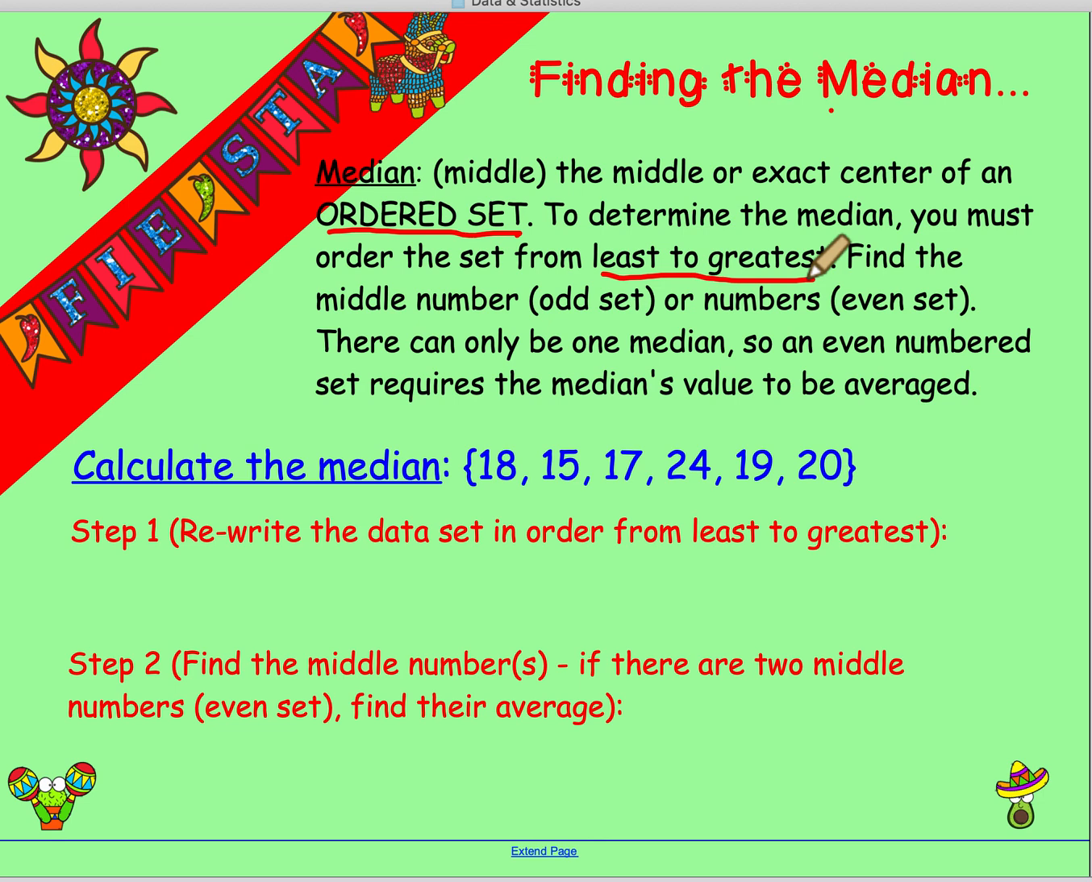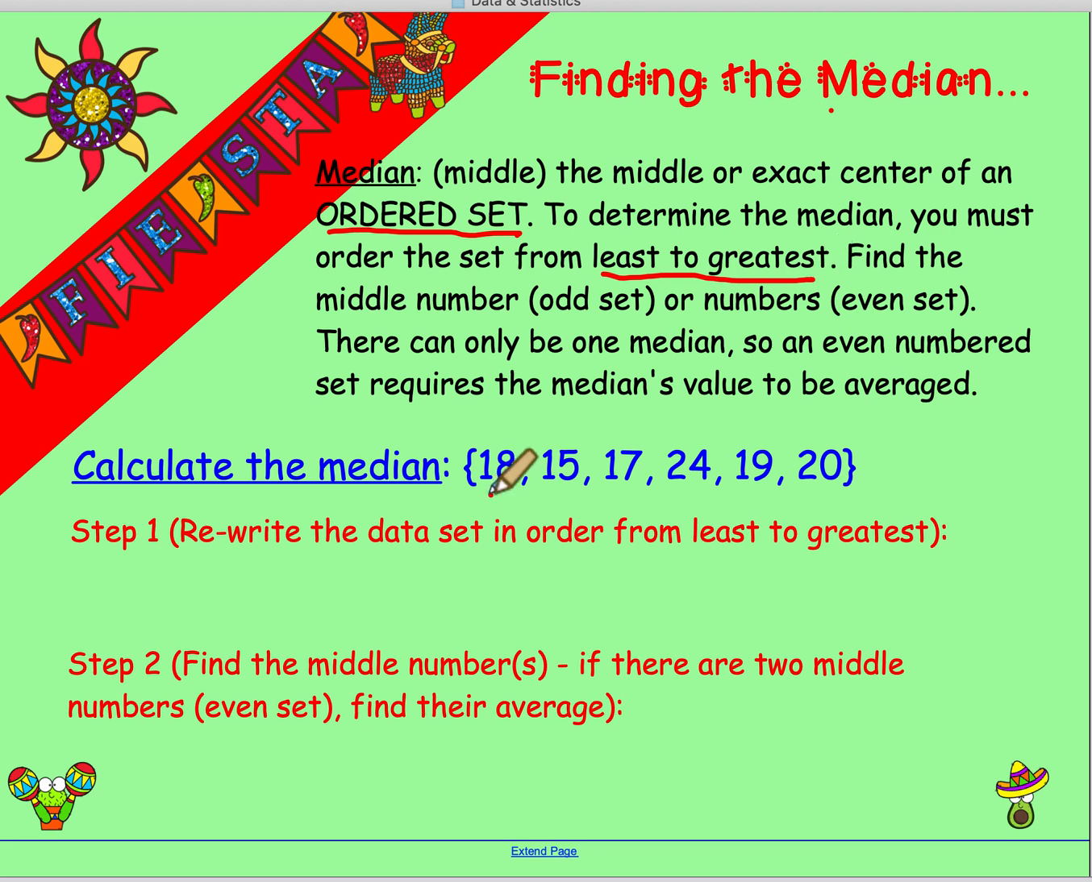To find the middle number of an odd set, or the numbers of an even set. Okay, so it doesn't need to be odd. It could be an even set. There can only be one median. So an even number set requires you to do an additional step, which is find the average of the two numbers in the middle.